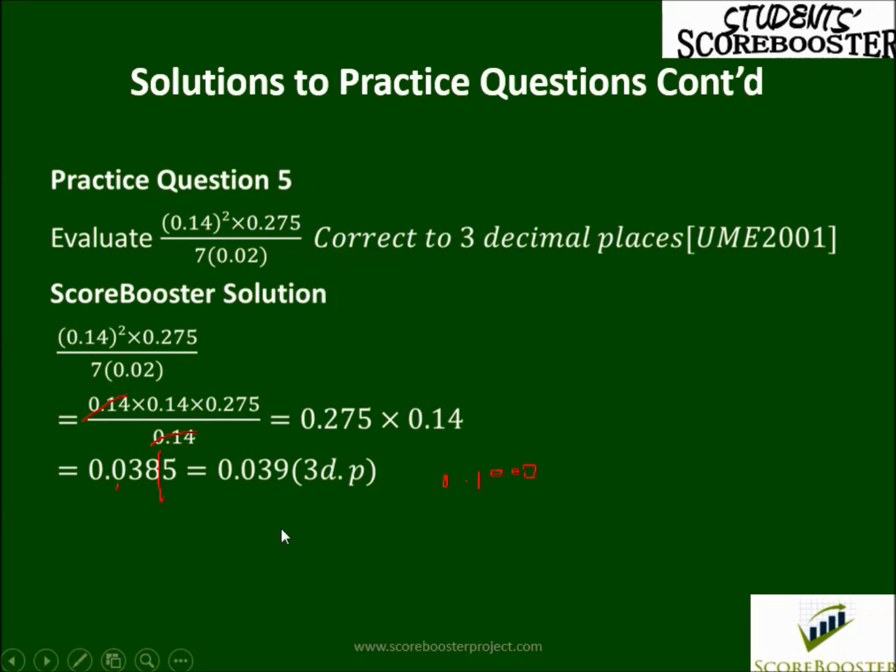But if the 0 is after the numbers and there is no number after the 0, that means you may not count it. The same reason why 0.100 is equal to 0.1. So the zeros here, you might not make use of them when you try to express the number to a certain number of decimal places.